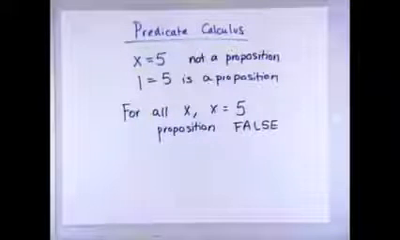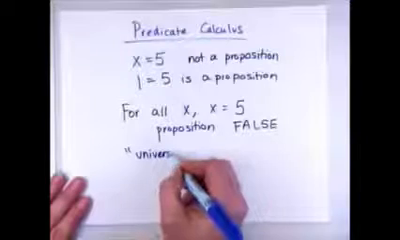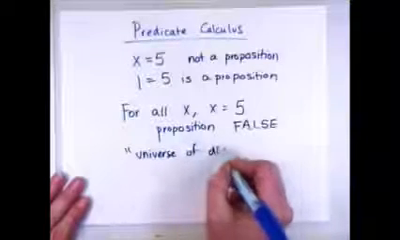Does anybody know? I could plug in dogs, right? Because I didn't say. No one told you what you could plug in. So when you see something like for all, you need to ask, well, from what set? So we're going to have a universe. This is the math term for it, the universe of discourse.